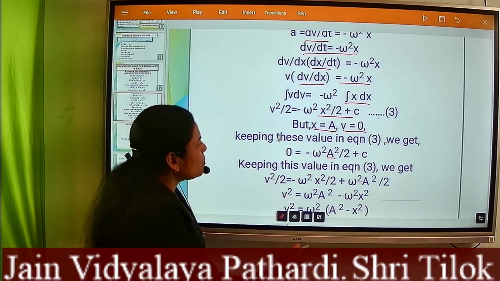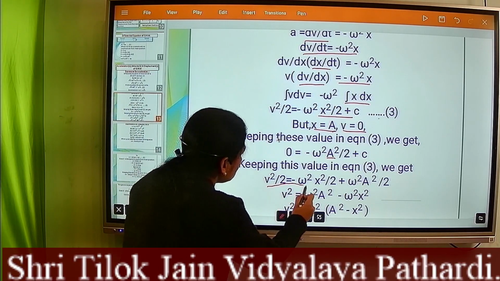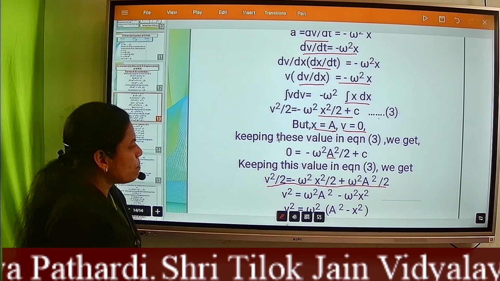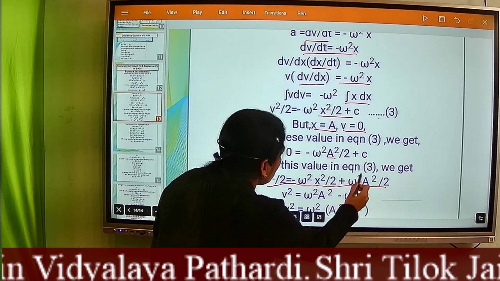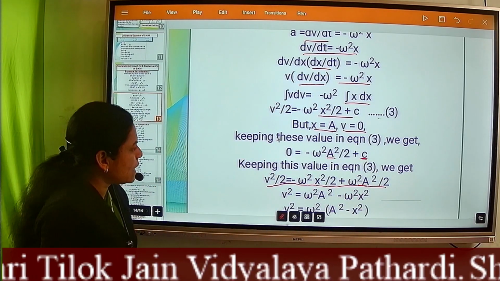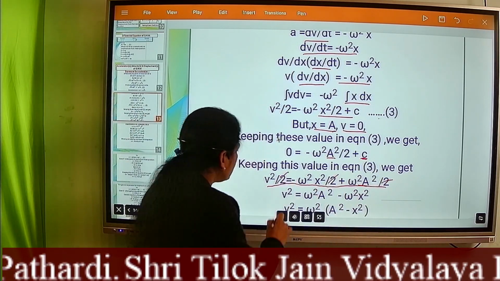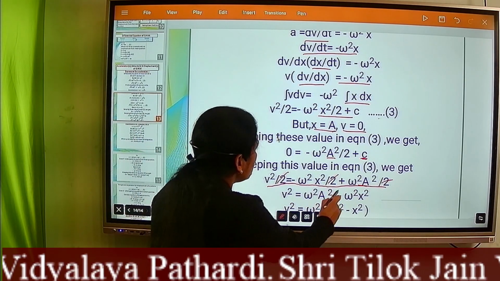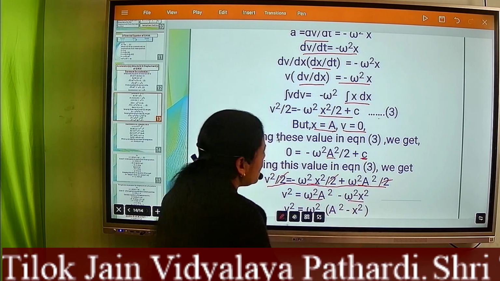Again keeping this value of c in equation 3, we get v square by 2 is equal to minus omega square into x square by 2 plus omega square a square by 2. What is c? C is equal to omega square a square by 2. Then the 2 cancels and the remaining terms: v square is equal to omega square a square minus omega square x square.